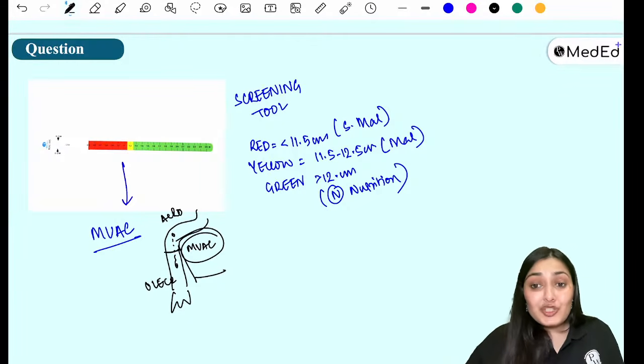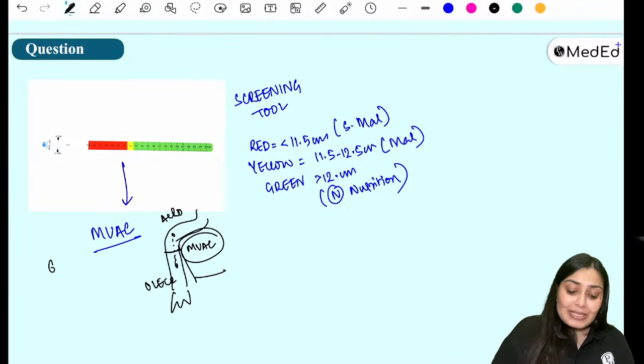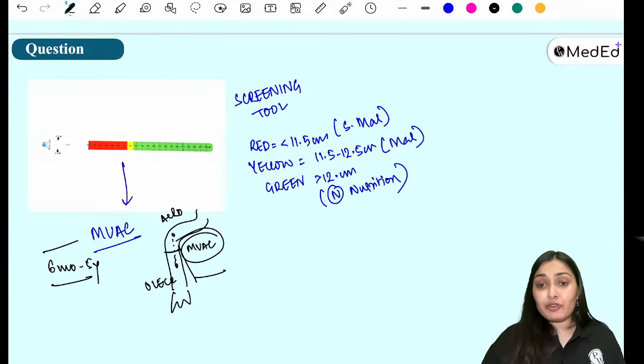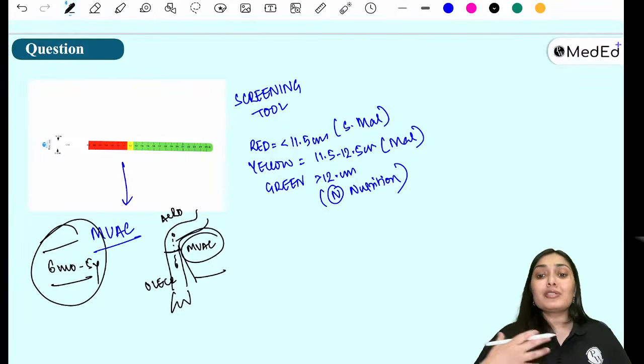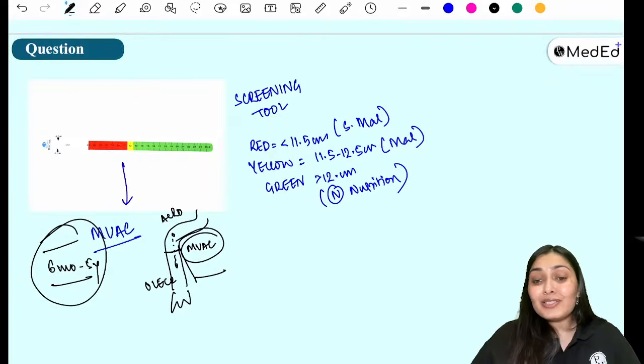So why is this age independent? In between 6 months to 5 years of age, what happens? This is the arm, cylindrical arm. Initially the child is very chubby, right? There is a lot of fat, and as the child grows, this baby fat is reduced, and muscle grows. So overall in this age group, fat is reducing and muscle is growing, so overall circumference remains the same. That's why it is an age independent parameter to assess growth.